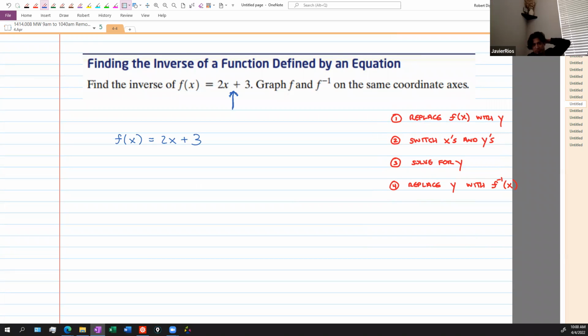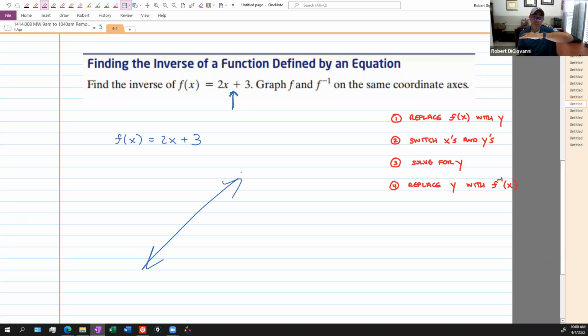Yes, sir. Why? It's not a parabola. It isn't. It is a straight line. And if you draw me a straight line, as long as it's not vertical or horizontal, as long as it's got some pitch to it, it's going to pass both the vertical and horizontal line test. So we already know this is 1-to-1. We're being asked to find the inverse of it.